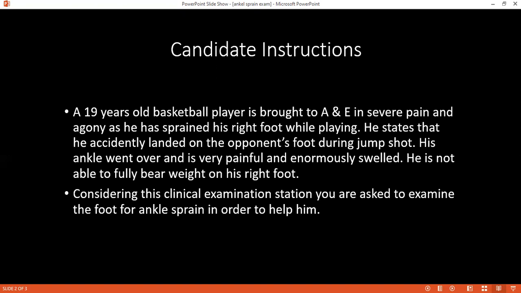Yes, that completes my ankle examination. I will thank the patient and ask him whether he needs any help to get dressed, and wash my hands. Okay, you still have 1 minute left. Okay, present your case. Kindly present your case.